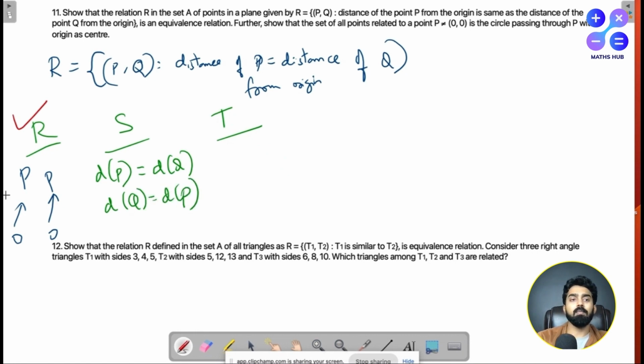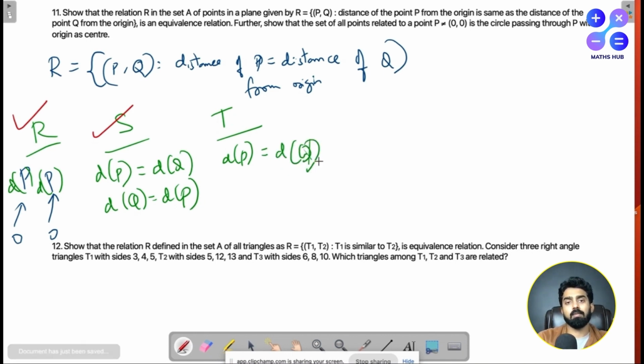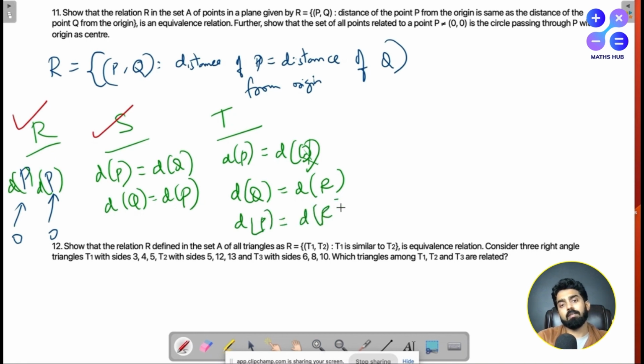Obviously, right? This will be the same. So this will be symmetric as well. If the distance of P from the origin is equal to the distance of Q from the origin, and if the distance of Q from the origin is equal to the distance of R from the origin, will the distance of P be equal to the distance of R? Obviously it will be, right? So it is transitive as well. So it is an equivalence relation.